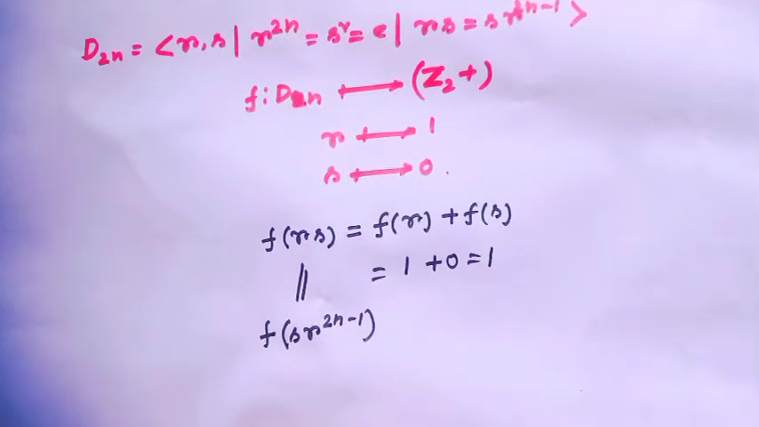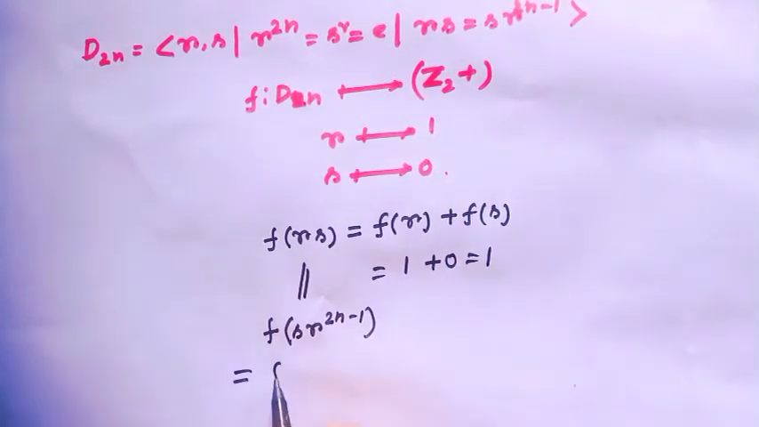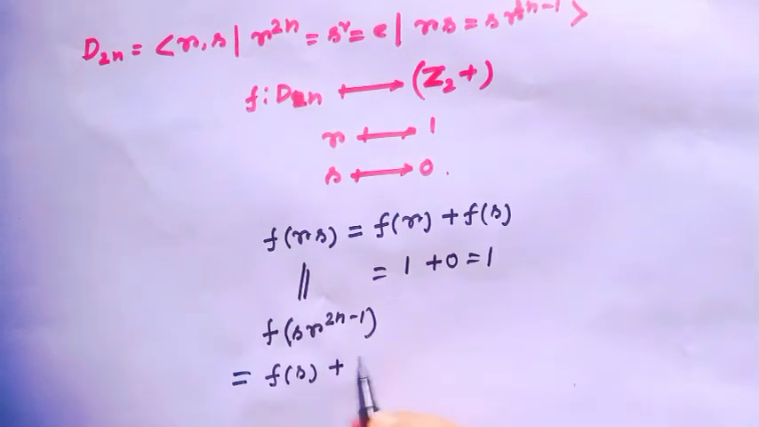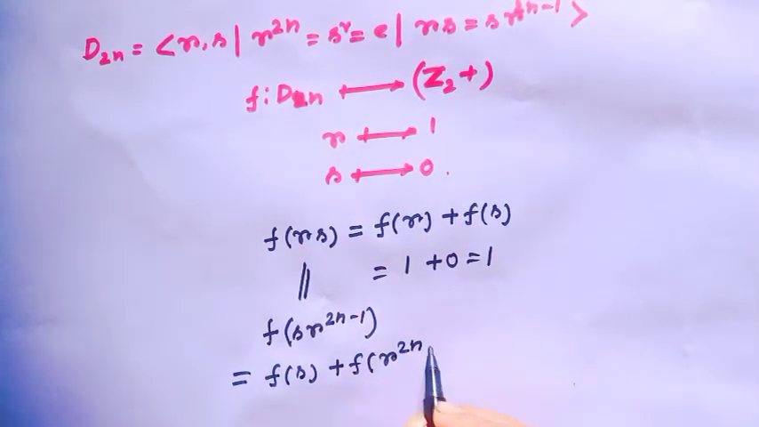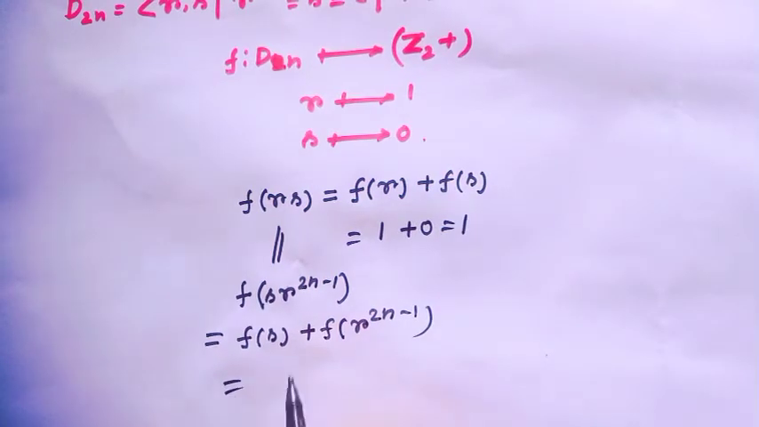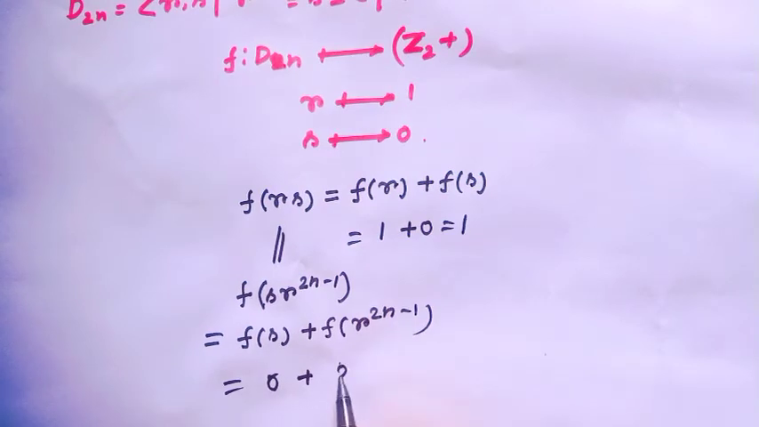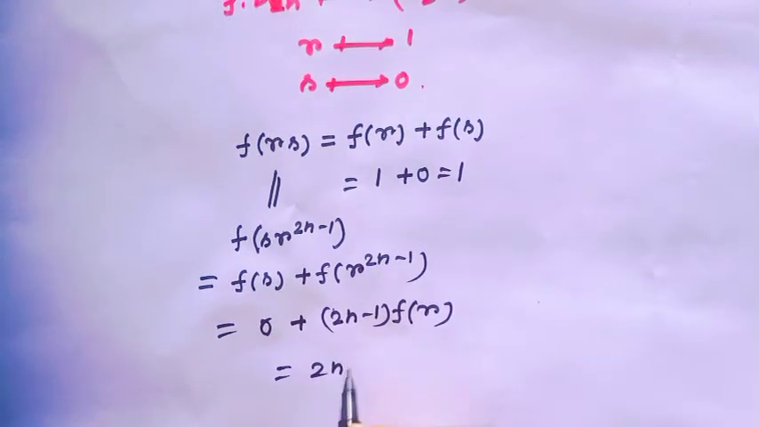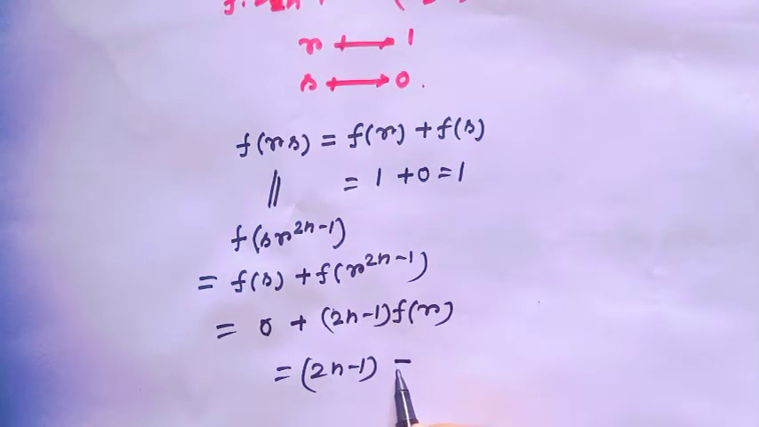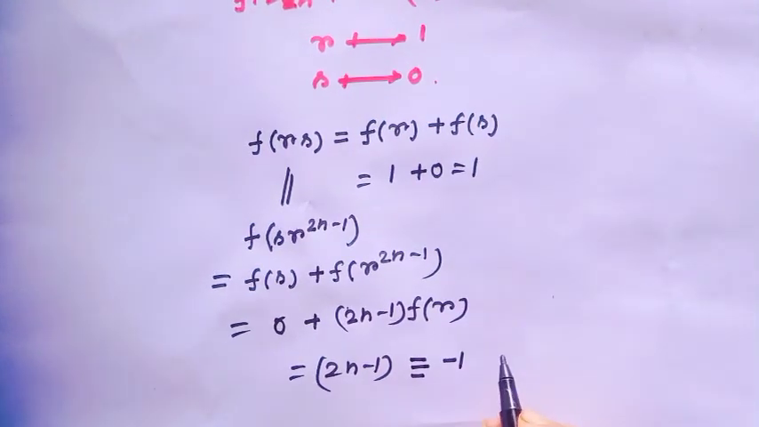This is similar to f of s plus f of r to the power 2n minus 1, and since s tends to 0, this is equal to 0 plus 2n minus 1 times f of r, which is equal to 2n minus 1, and which is congruent to minus 1 in Z2, and minus 1 is also congruent to 1 in Z2. So this relation is satisfied here.